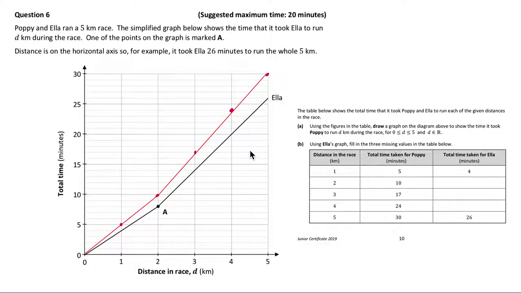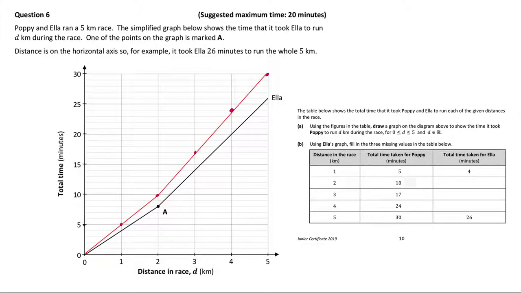Hello again. In this video we're going to continue looking at 2019 Junior Certificate Higher Level Paper 1, and this is question number 6. So in this question we have the following problem. Poppy and Ella run a 5k race. The simplified graph below shows the time it took Ella to run d kilometers during the race. One of the points on the graph is marked A.